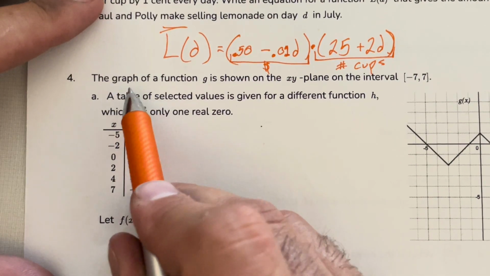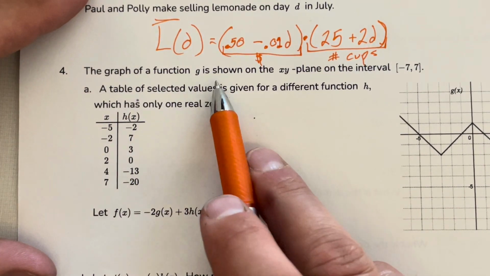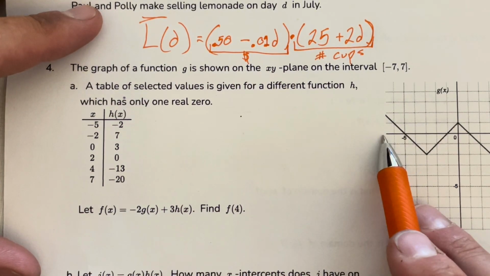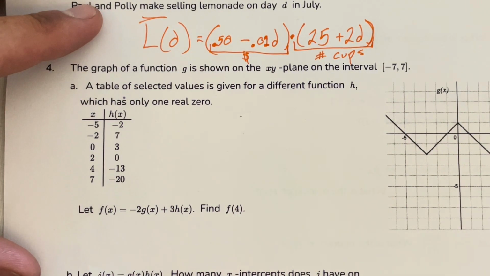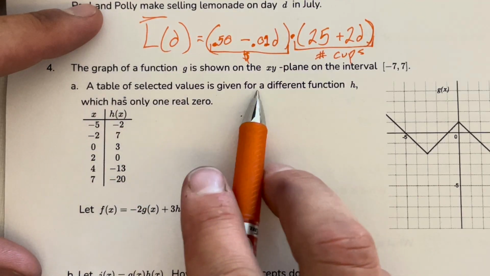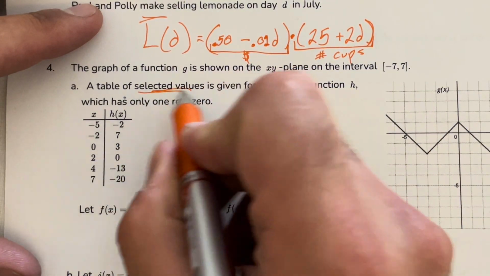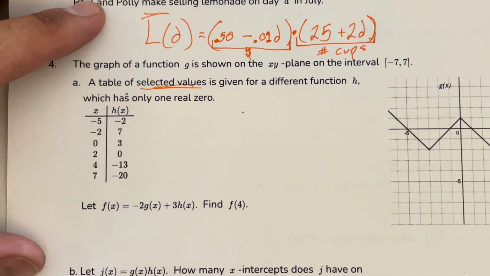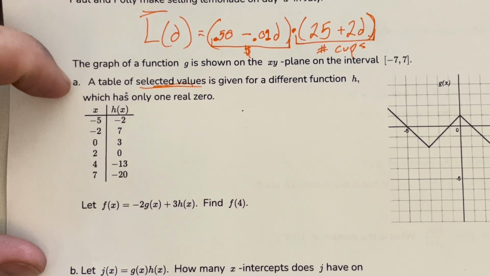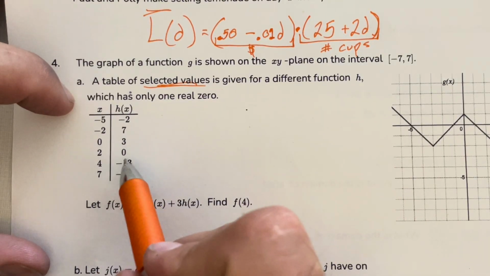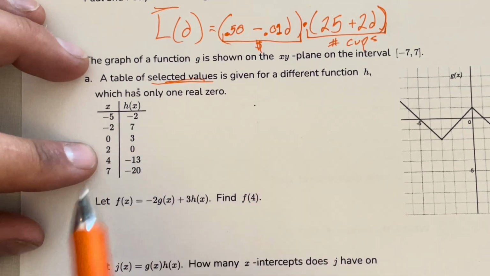All right, so the graph of the function g is shown here on the interval from -7 to +7. Okay, it says the table of selected values is given for function h, a whole new one. Selected values means that it could have more values than that. Let's go with this. It has only one real zero. So, okay, they are telling us that it's only got one real zero.